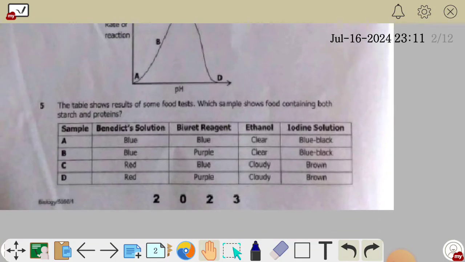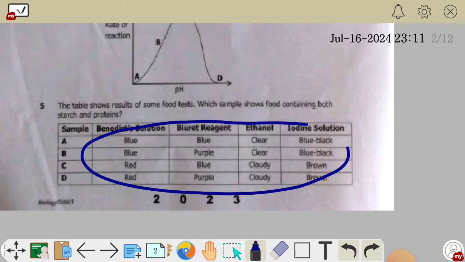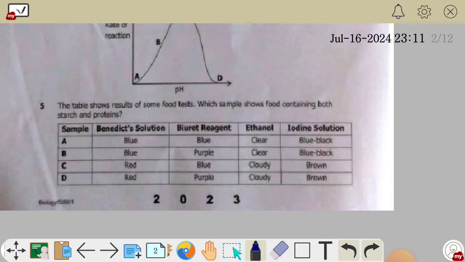Question 5. Question 5 reads, the table shows results of some food tests. So this table is showing some results of food tests.